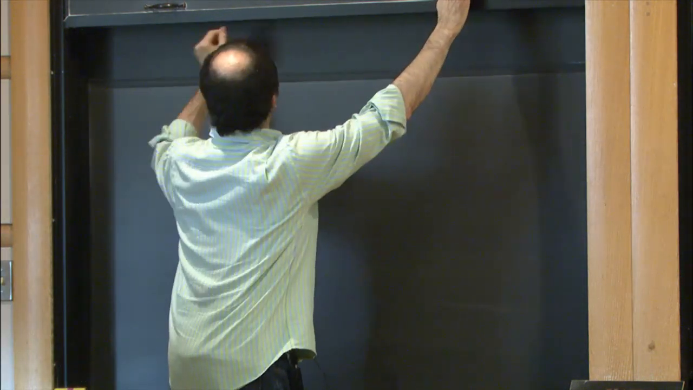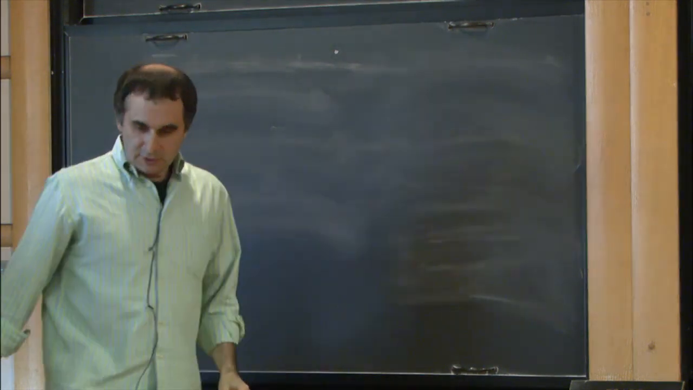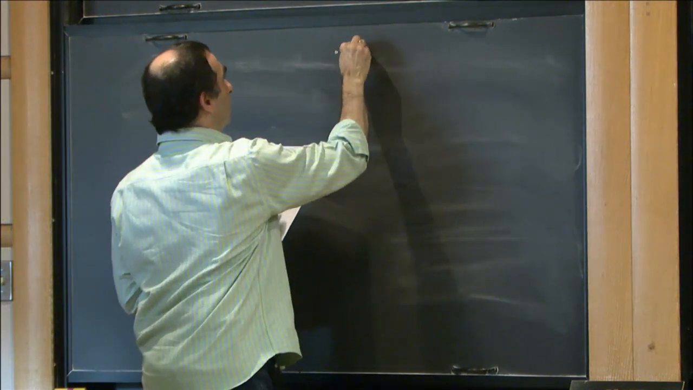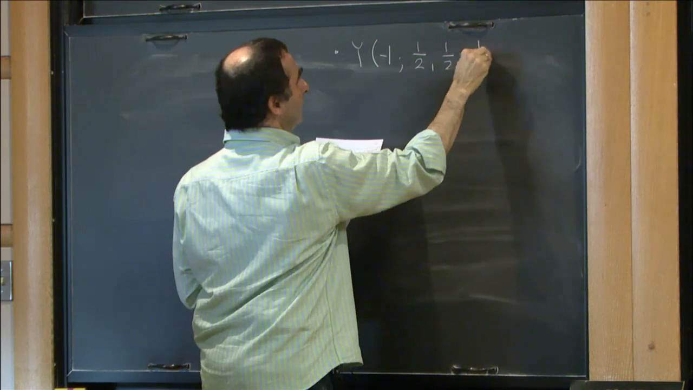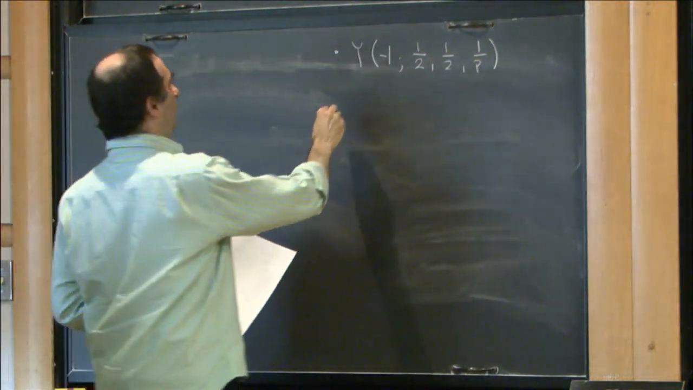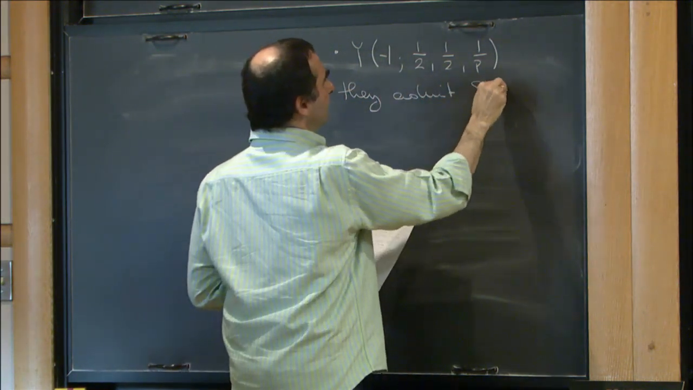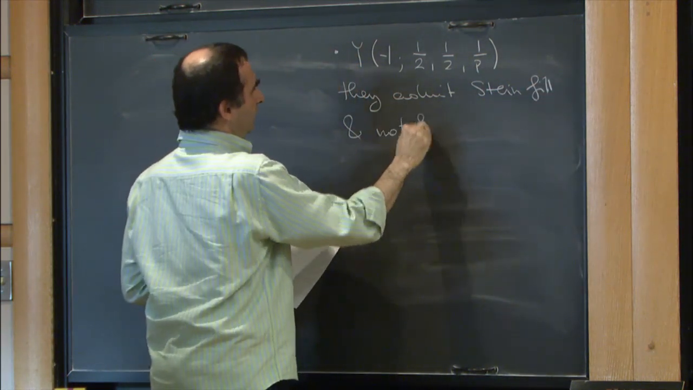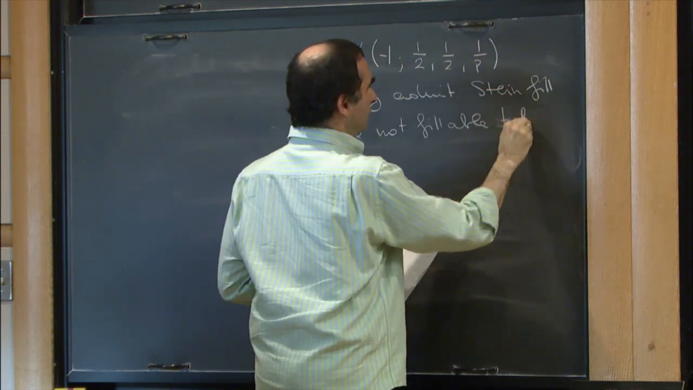OK, and there are other examples. So let me just give you one more example. So if we take these Seifert fibered spaces from the same family, then they admit Stein fillable and not fillable contact structures, tight contact structures.